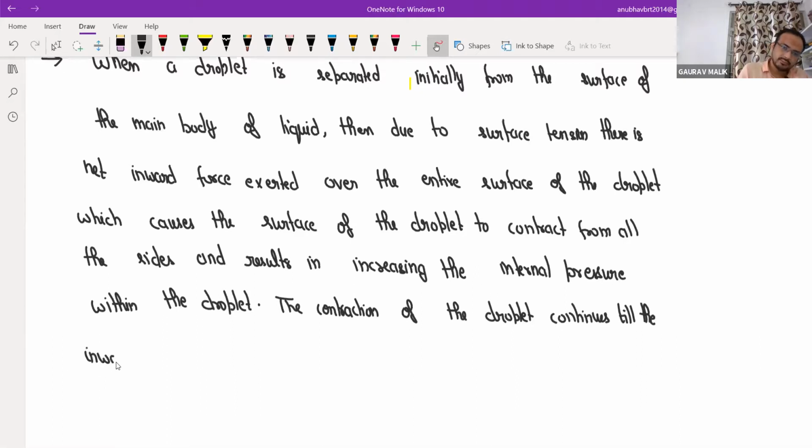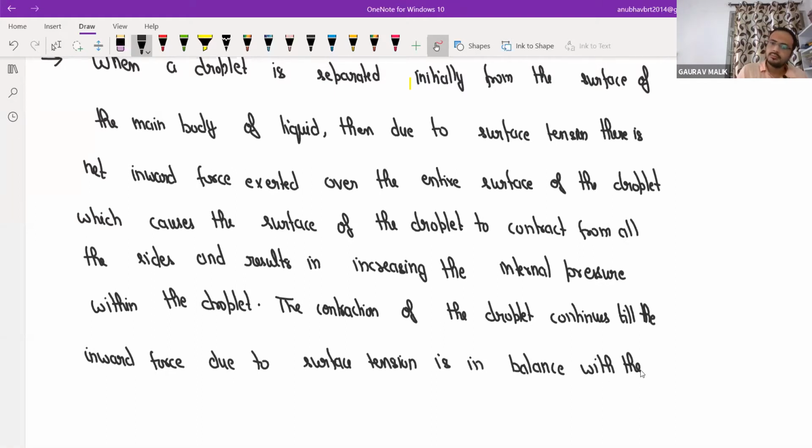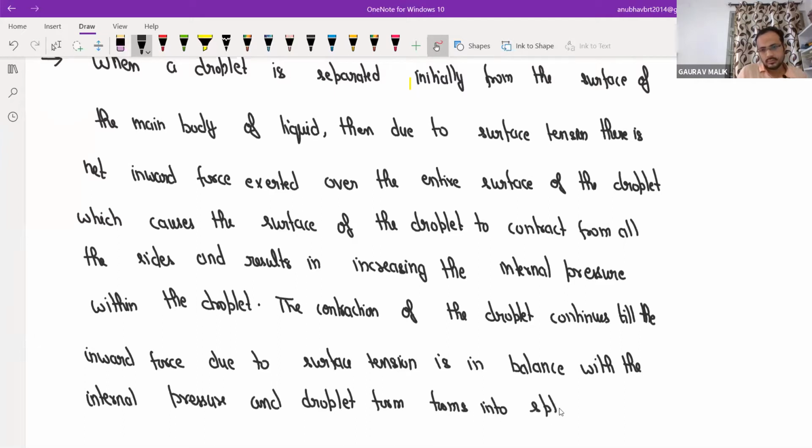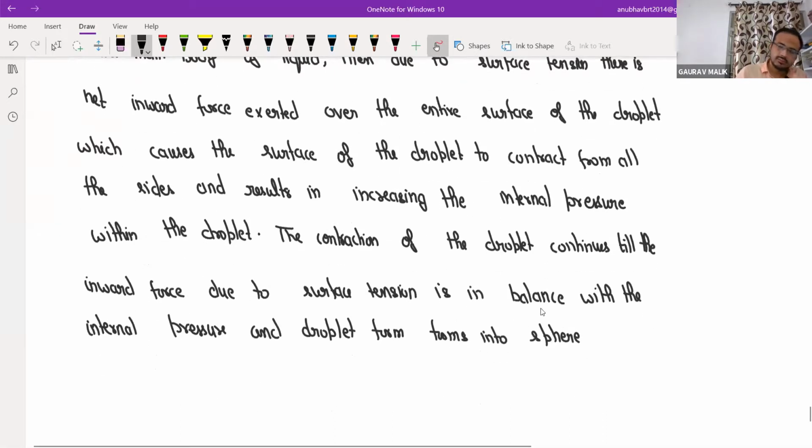till the inward force due to surface tension is in balance with the internal pressure, and the droplet forms into a sphere, which is the shape for minimum surface area.